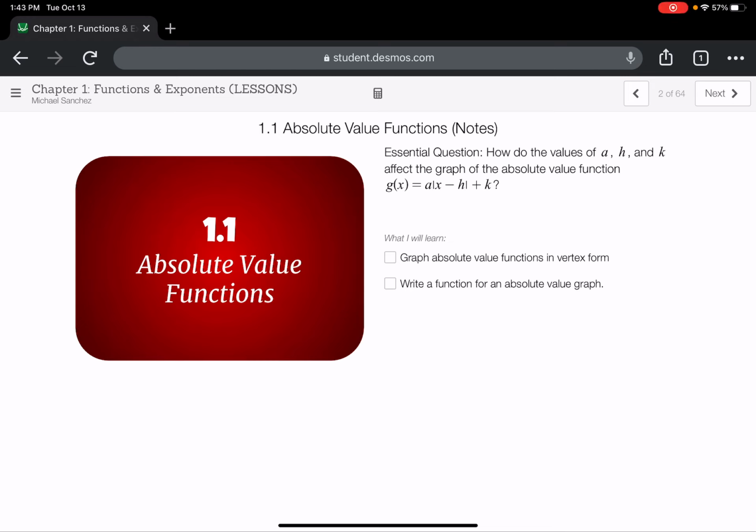Hello everybody and welcome to Chapter 1, Lesson 1, Absolute Value Functions. Our essential question is how do the values of a, h, and k affect the graph of the absolute value function g of x is equal to a absolute value of x minus h plus k. What you will learn is how to graph an absolute value function in vertex form and how to write a function for an absolute value graph.